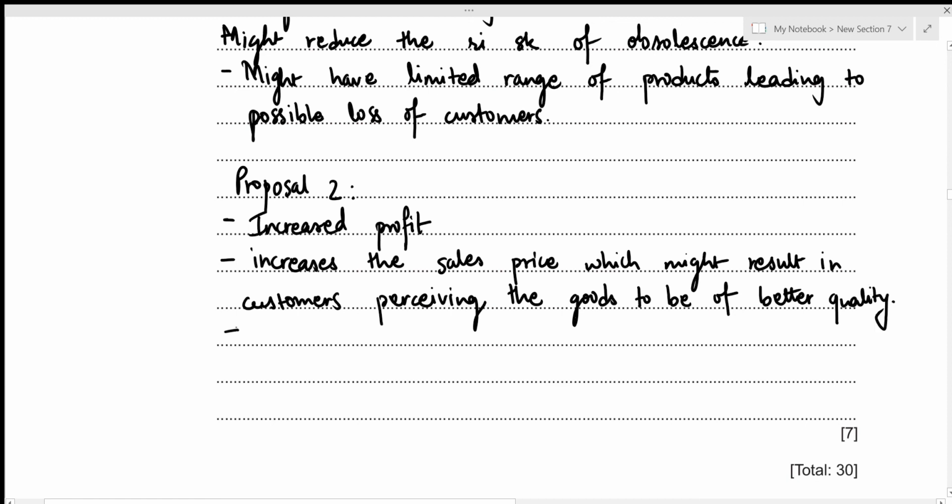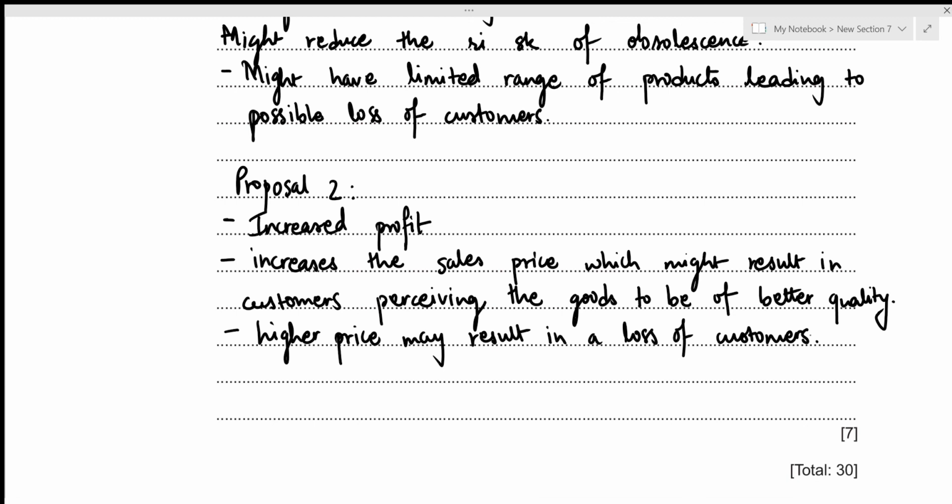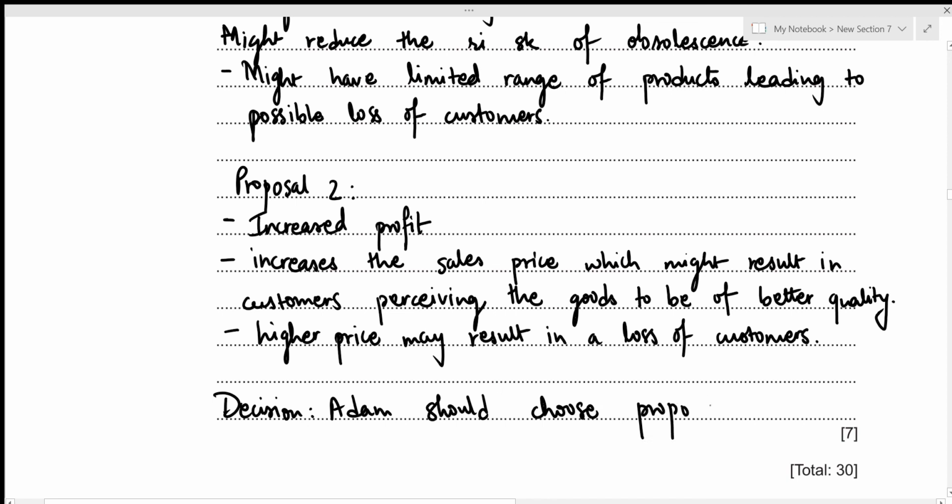Alright, thirdly, higher price may result in loss of customers. Let's write that down as well. Higher price may result in a loss of customers. So considering these factors for both the proposal 1 and proposal 2, I would make a decision to choose proposal 2. Let's write the decision clearly. So the decision will be that Adam should choose proposal 2. So this concludes the fourth part and also the question.